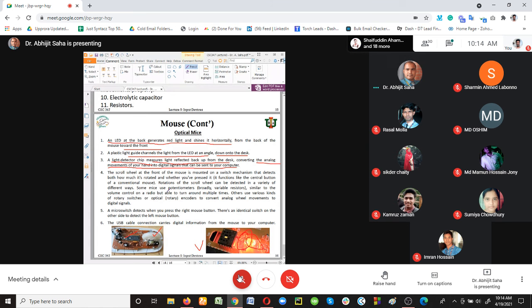One is potentiometers, broadly variable resistors similar to the volume control, like when you change the volume of your speaker with the speaker's volume control, where you can rotate left and right. So that can be one technology used for the rotation of the scroll wheel, and another technology can be optical encoders to convert analog wheel movement to digital signals. So different technologies are used for moving the wheel we are having here.